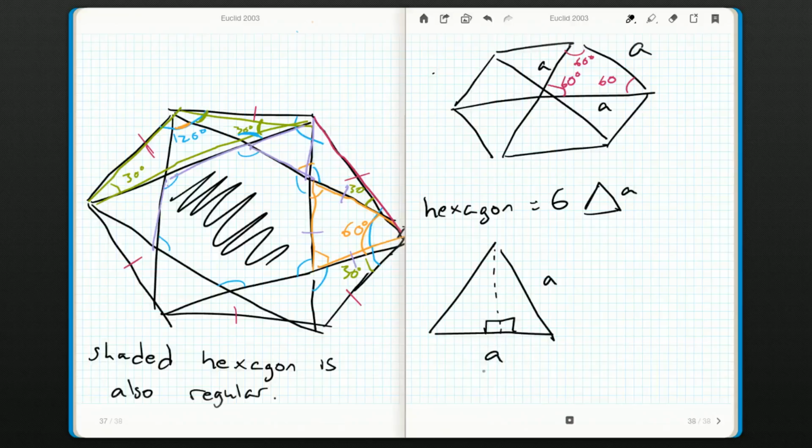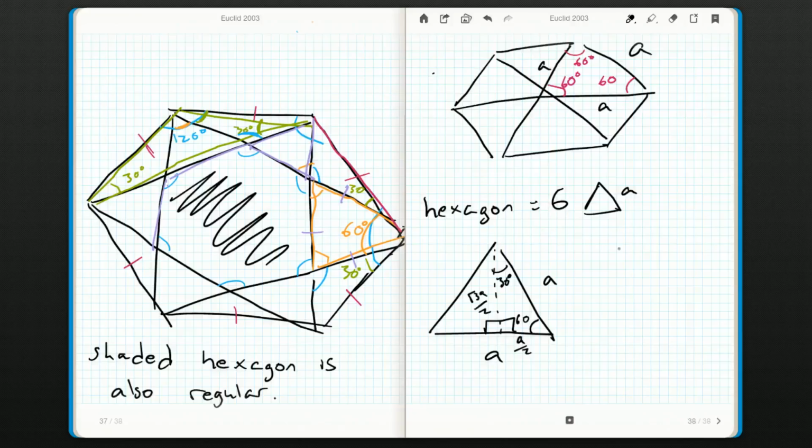Well, I'm inclined to do a base times height sort of thing, so what's this height here? 60 degrees, 90 degrees, we're going to have 30 degrees. This is what we call a 30, 60, 90 triangle. They pop up a lot. And so opposite the 30 degrees, we got A by 2. And opposite the 60 degrees, we'll have root 3A divided by 2.